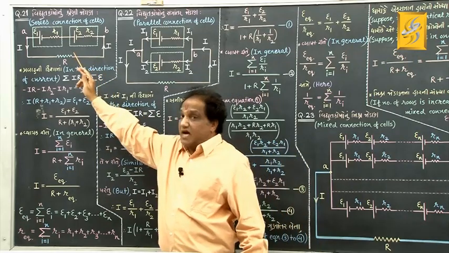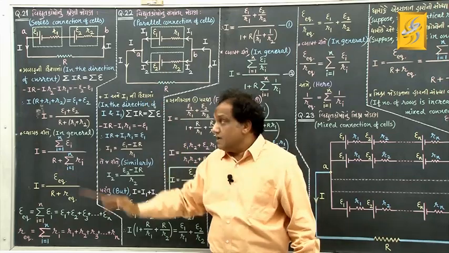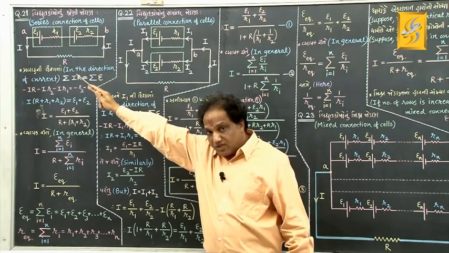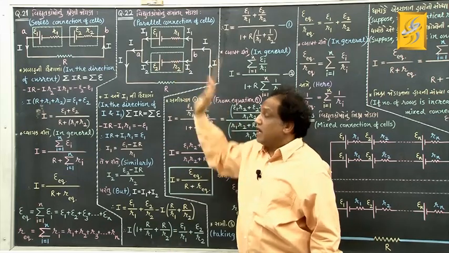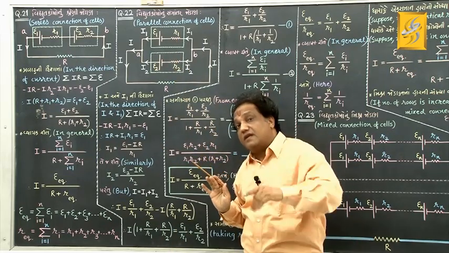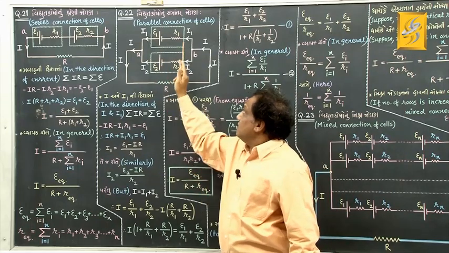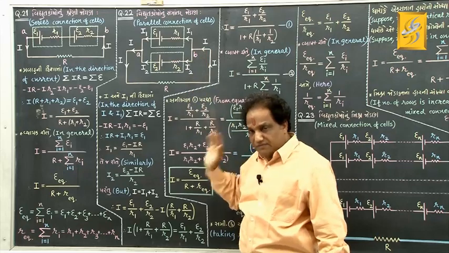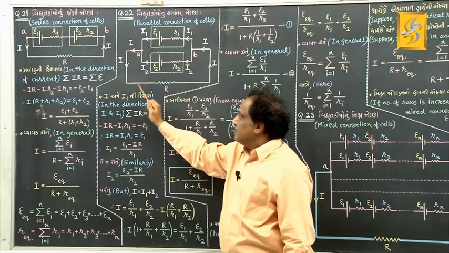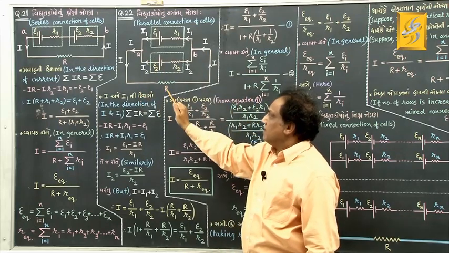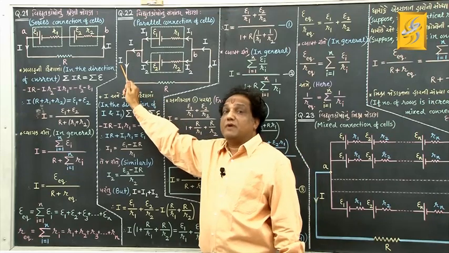Here the connection was assisting and here connection is of opposing manner, got it? Please remember, in case of series connection of cells, the cells are connected in an assisting manner. In case of parallel connection of cells, cells are connected in an opposing manner. Got it? Fine. Positive with positive, negative with negative. Got it? And now this parallel connection is connected across some external resistance, let it be capital R, through which we want to find out the current passing.